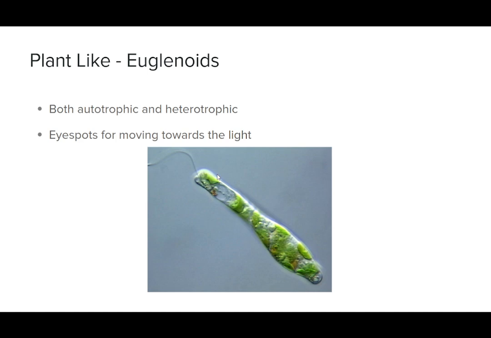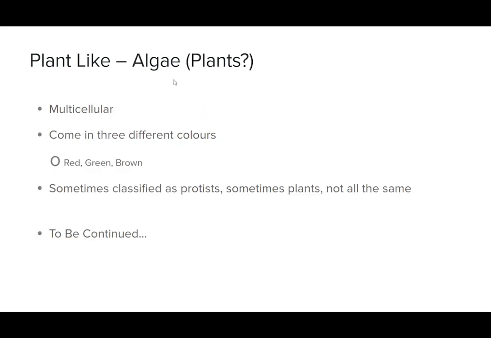Plant-like euglenoids. Now, this is versatile. It's autotrophic and heterotrophic. It could make its own food or just eat somebody else. They use eye spots to detect light for photosynthesis, but they can consume organic material when light is rare, and they don't live in a light world.